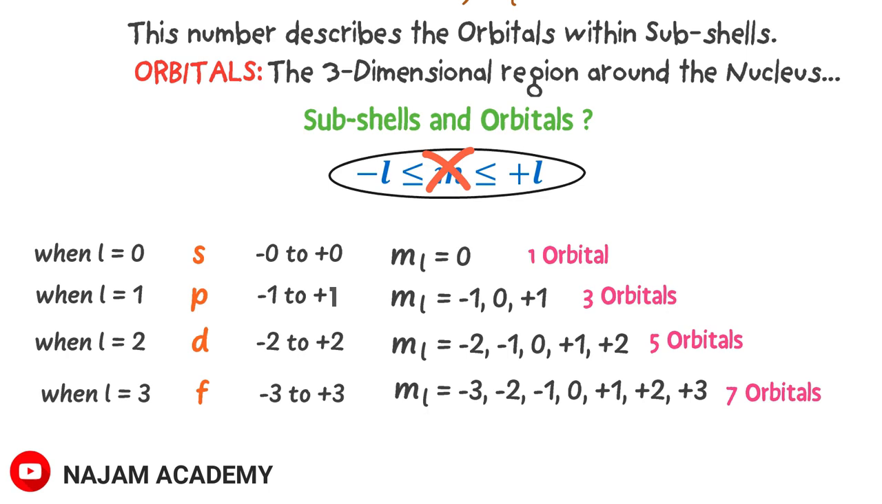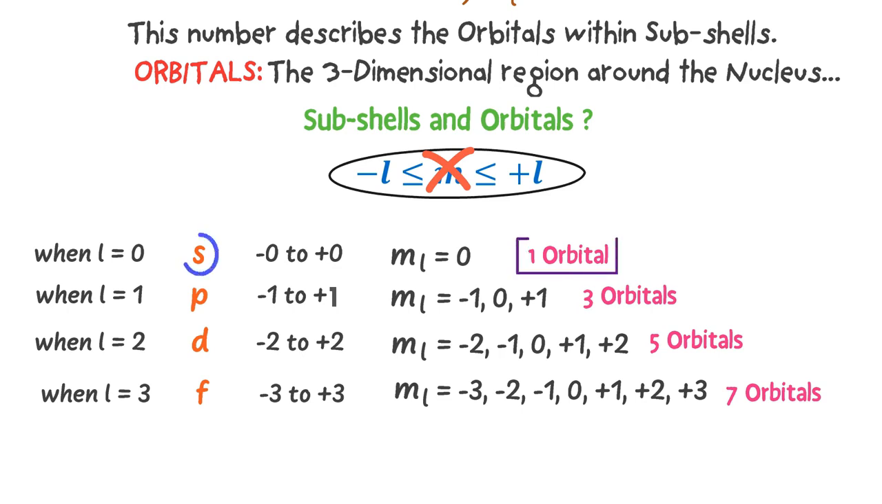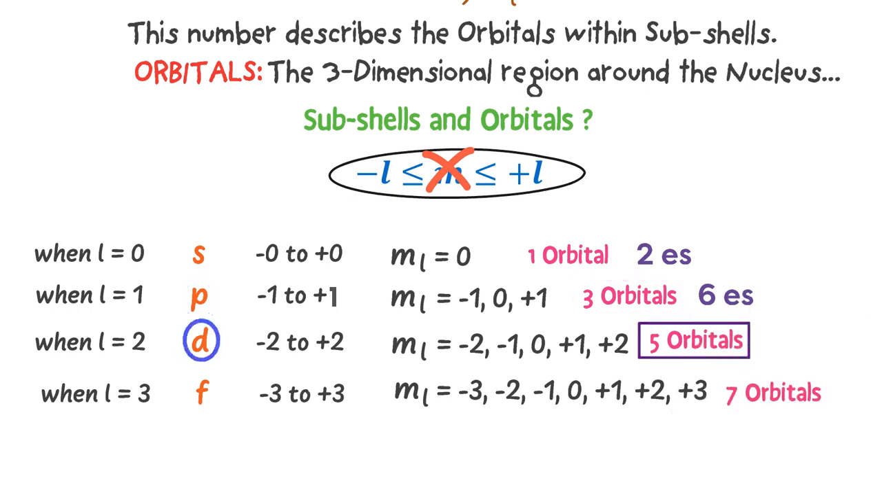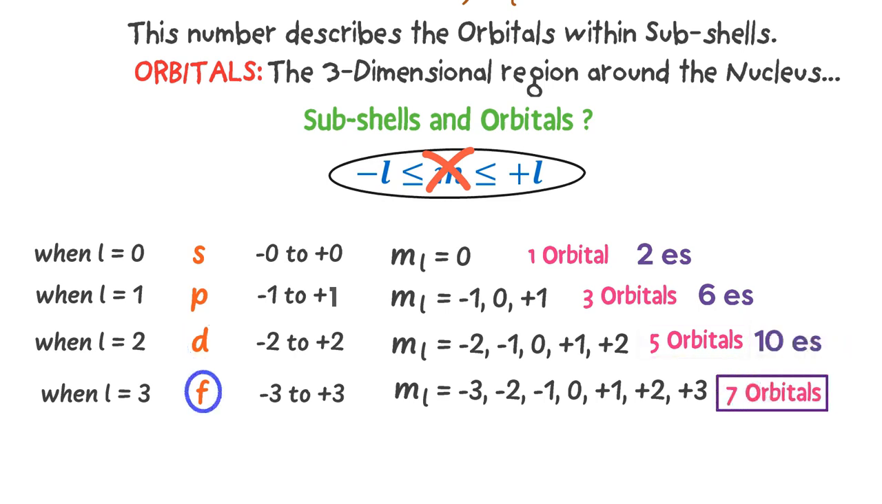Also remember that every orbital can hold only 2 electrons. Now listen carefully. The S subshell has 1 orbital, so it can accommodate 2 electrons. The P subshell has 3 orbitals, so it can accommodate 6 electrons. The D subshell has 5 orbitals, so it can accommodate 10 electrons. The F subshell has 7 orbitals, so it can accommodate 14 electrons.